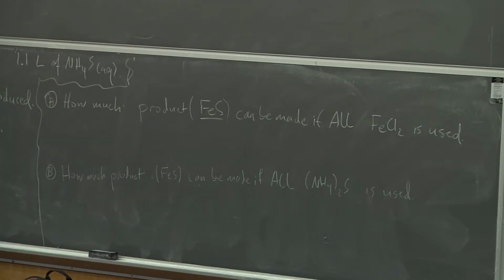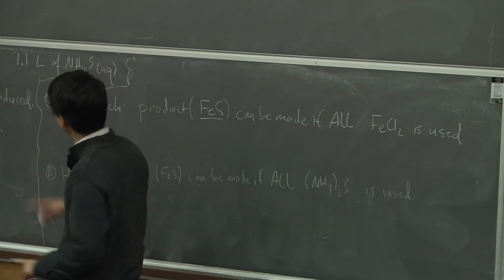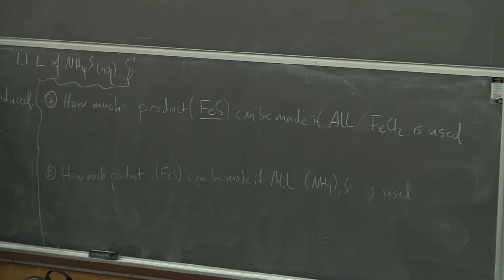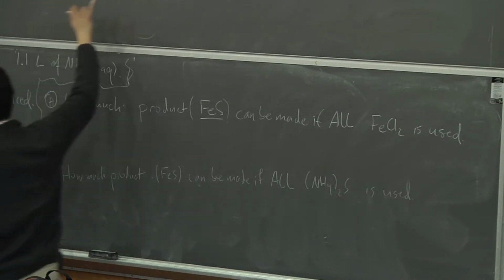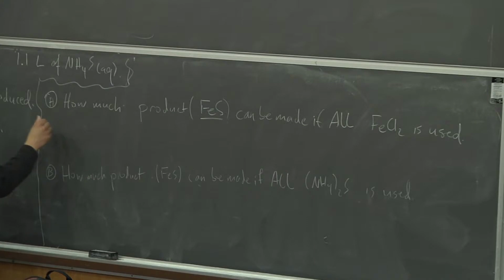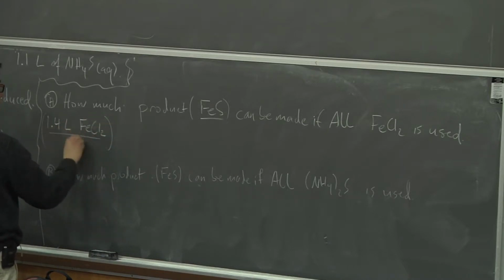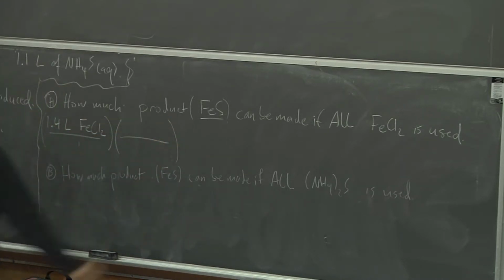The smaller one. Okay, so I've got liters and moles per liter. If I multiply liters and moles per liter, what do I get? Moles of FeCl2 or (NH4)2S. Once I get moles of one of the reactants, can I get moles of product? Yeah. So what am I going to do? I'm going to start with liters, so 1.4 liters of FeCl2 over 1 if I want. And then what's next?